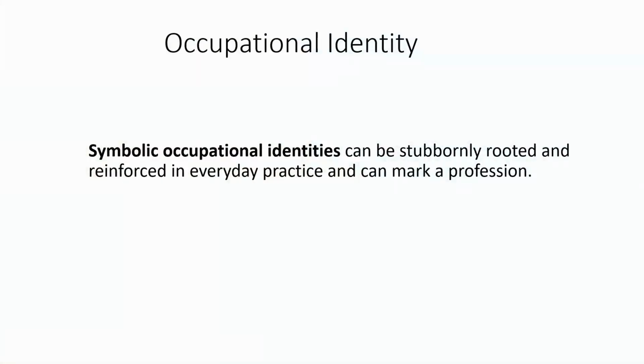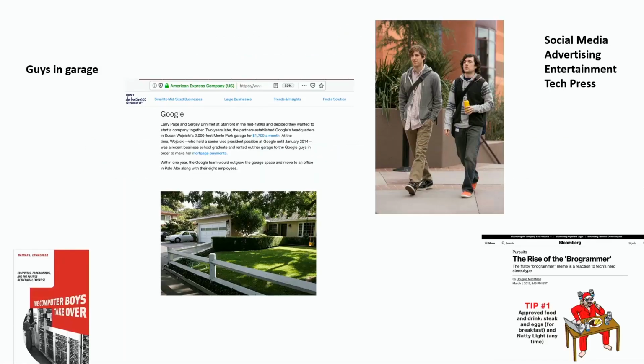So this notion of symbolic occupational identity, where the identity itself of the profession has more resonance than actually any one individual in it. So basically, a profession can be marked. So these familiar images, Guys in Garage, that actually was an advertisement, that garage there, that was American Express doing an advertisement to encourage investment and use of banking. But again, Guys in Garage.